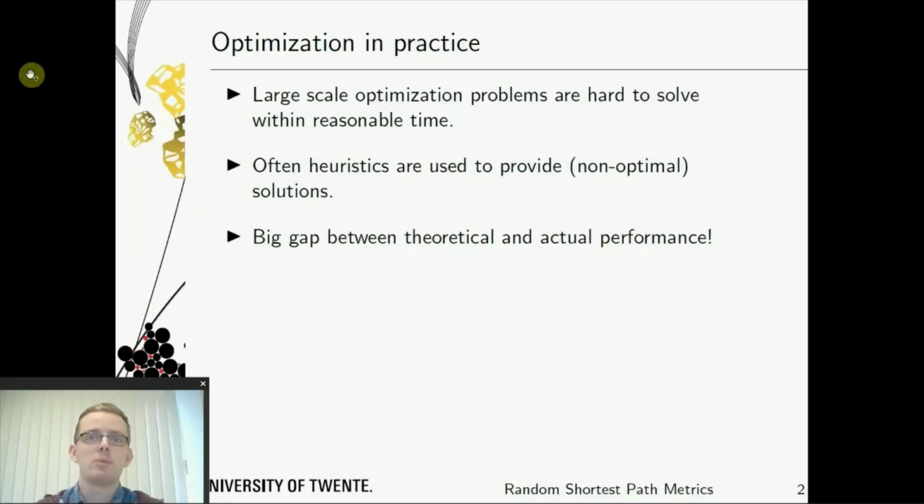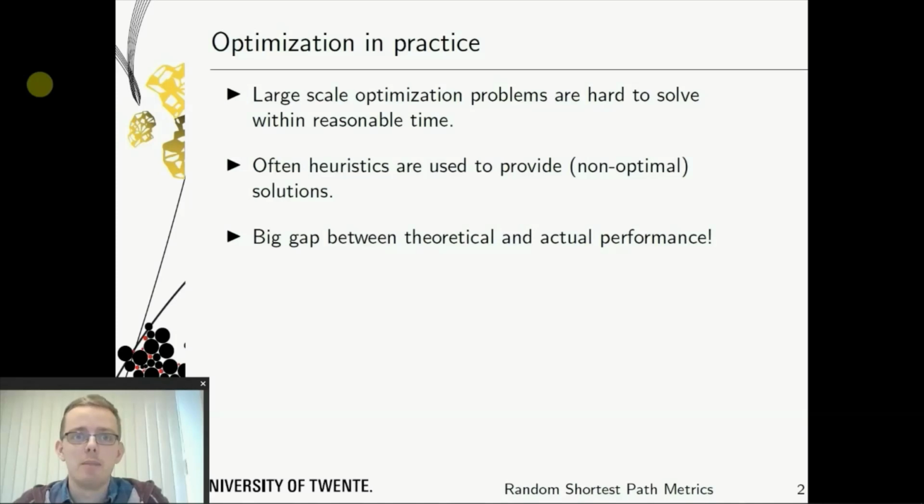Large-scale optimization problems, such as the traveling salesman problem, show up in many applications all around us. Unfortunately, as you probably all know, for most of these problems we cannot find the optimal solution within a reasonable amount of time. Therefore, in practice, these problems are often tackled by ad hoc heuristics or approximation algorithms that do not necessarily provide optimal solutions and which are often quite simple.